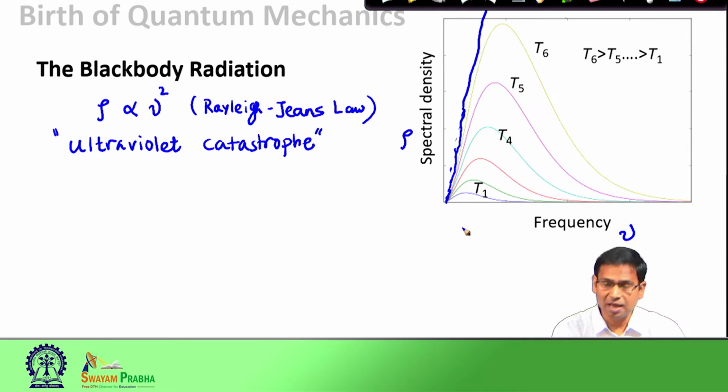When Max Planck looked at this problem, he observed one thing: that higher frequency radiations appear only at higher temperature. For example, you see this, the spectral density of the frequencies in this region is present only in the T6 curve, whereas these frequencies are not present in T1 or T2 curves. So, one observation is that higher frequency radiations come out only at higher temperature. By then we knew that higher temperature meant higher energy.